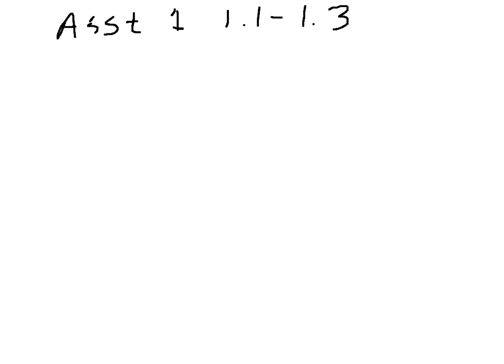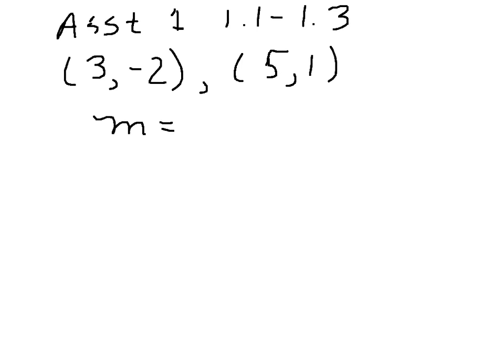So here's an example. Suppose we want to get an equation of a line between the points (3, -2) and (5, 1). This goes back to Algebra 1, and we know how to do this. We get the slope, and the slope is equal to 3 over 2.